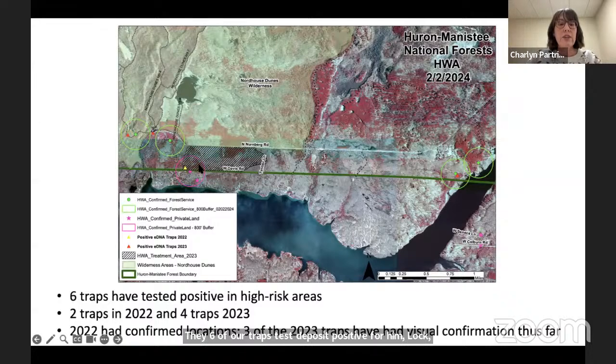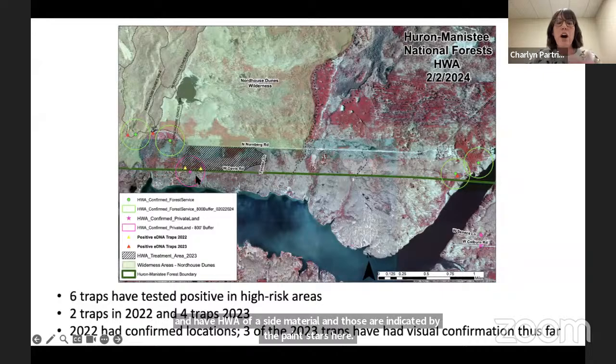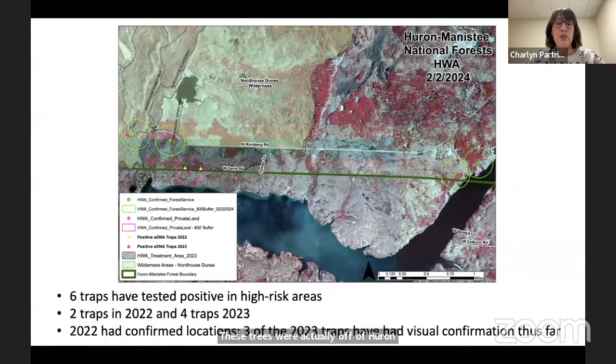So 2 of the traps tested positive in 2022. These are those yellow triangles here. And then when they went to do visual assessment around these areas, they found 2 trees that were shown to be infested and have HWA ovisac material, and those are indicated by the pink stars here. These trees were actually off of Huron-Manistee National Forest property. They were on private property, but close enough that they actually treated trees within that property that were close to the area.